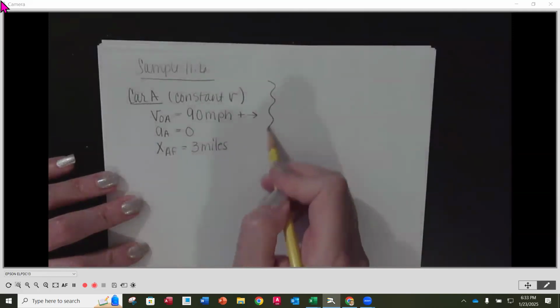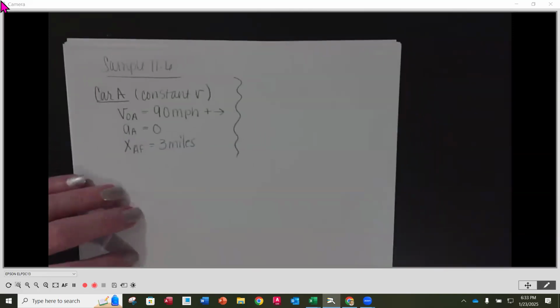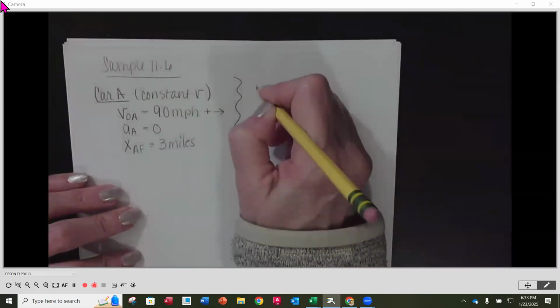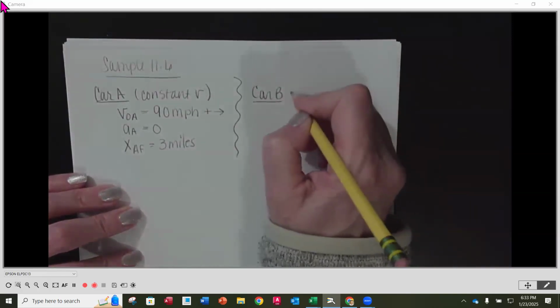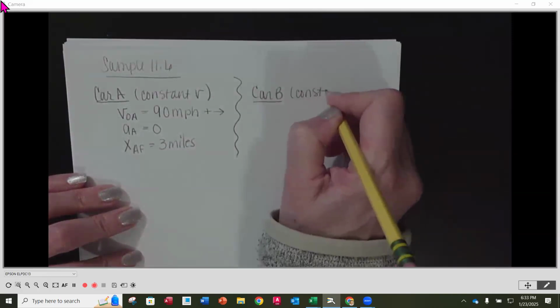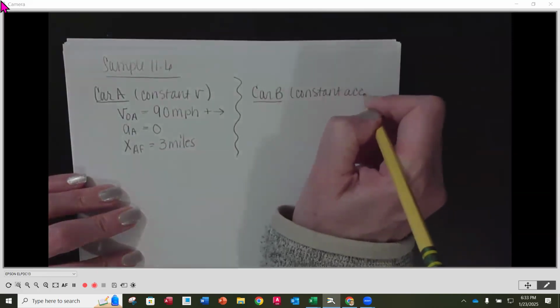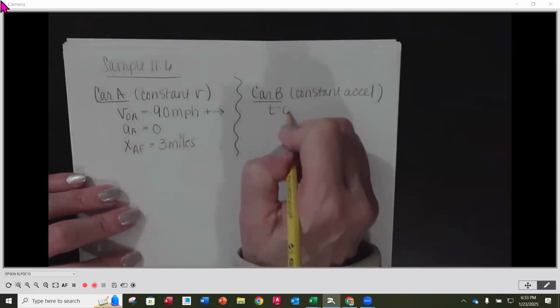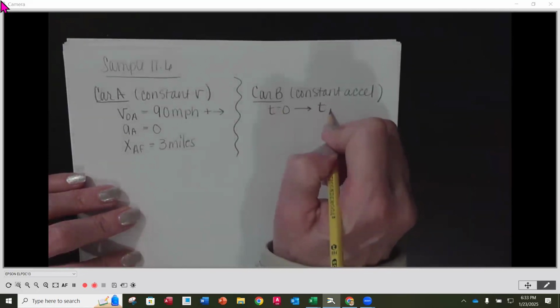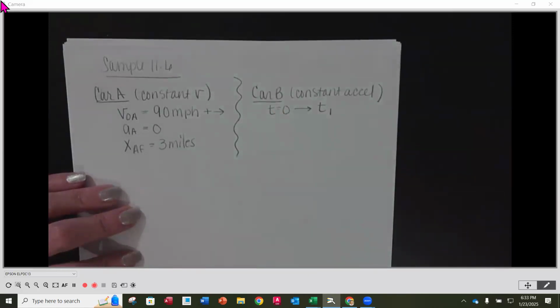Now for car B, we're going to call that car B, but it's the police car. Car B. This is going to be constant acceleration for the first part. So there's going to be two phases that this car goes through, from time equals 0 to T1, and we don't know what T1 is yet.